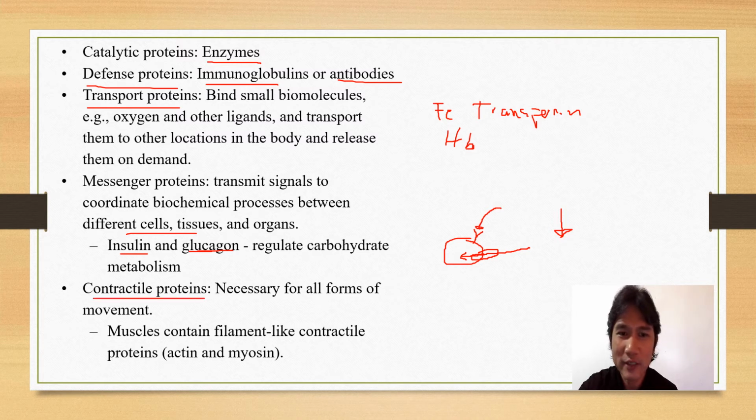We have contractile proteins. These are proteins that are needed for movement. We have two common examples: actin and myosin.